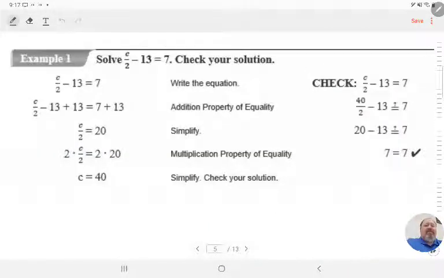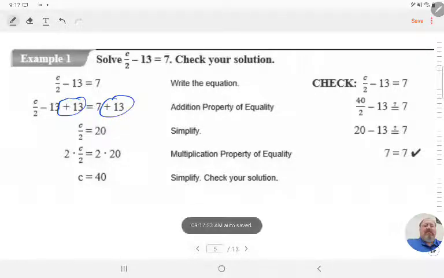Now we have c divided by 2 minus 13 equals 7. So again, I would add 13 to both sides. Negative 13 plus 13 would be 0. That leaves me with c over 2. And 7 plus 13 is 20.